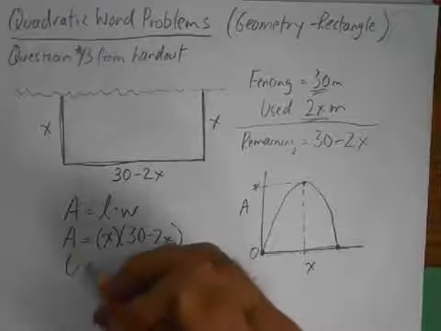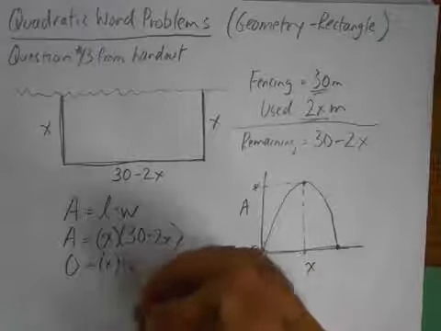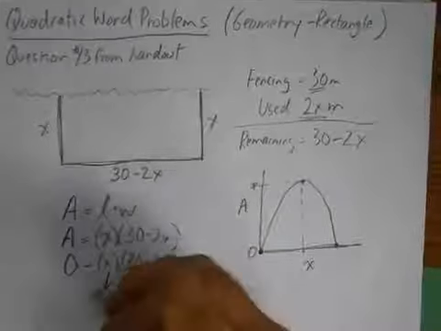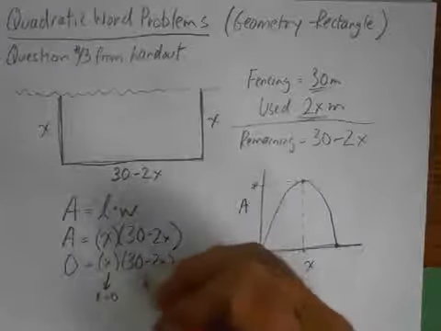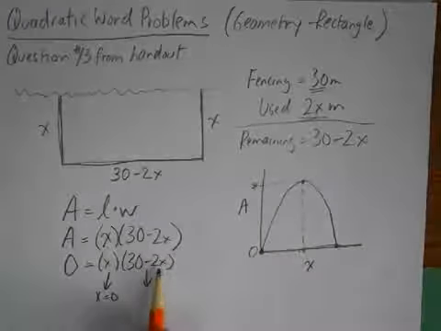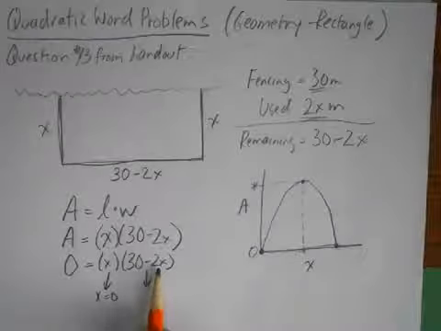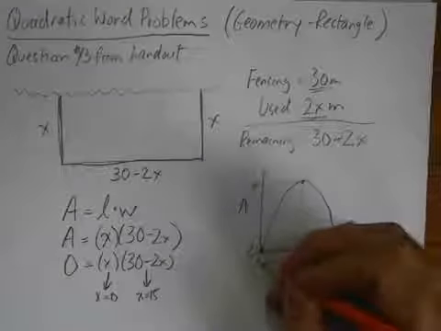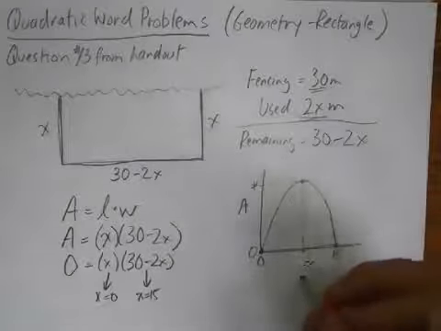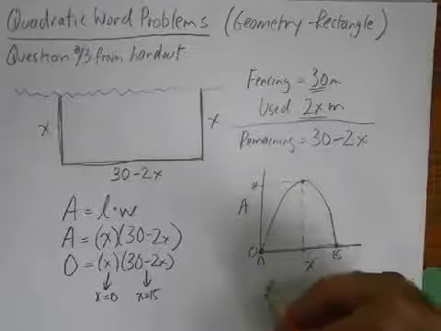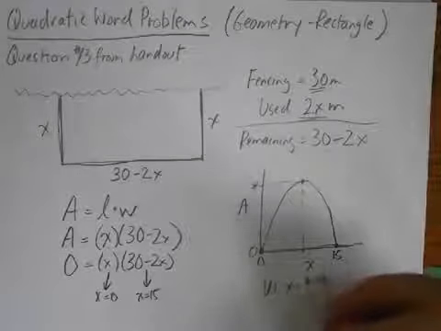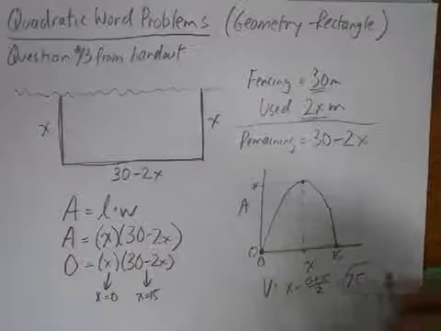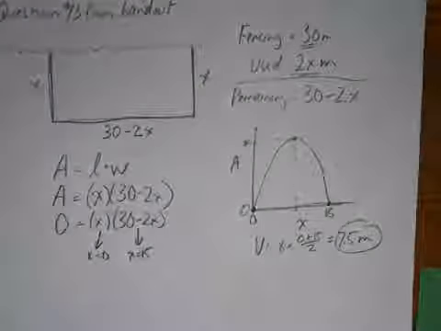We just set the area equal to 0 and then set each factor to 0. So if I set that to 0, well, that's just x equals 0. If I set that to 0, 30 minus 2x means 2x is 30, and that means x is 15. Okay, so that means that's a 0 here and that's a 15 here, which tells me for the vertex, x is equal to 0 plus 15 over 2, which is 7.5 meters. Okay, found that very quick.